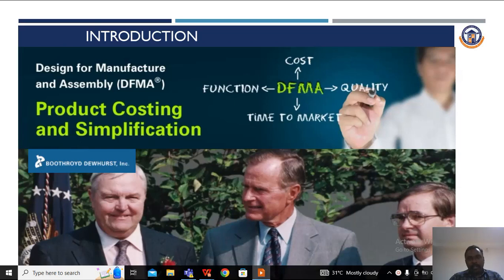This particularly concentrates on four major things: cost of the product, quality of the product, time to market, and functionality of a product. So design for manufacture and assembly will concentrate on these four things: to reduce the cost of the product, to improve the quality of a product, to increase the functionality intended in the design of the product, and to reduce the time to market of a product.